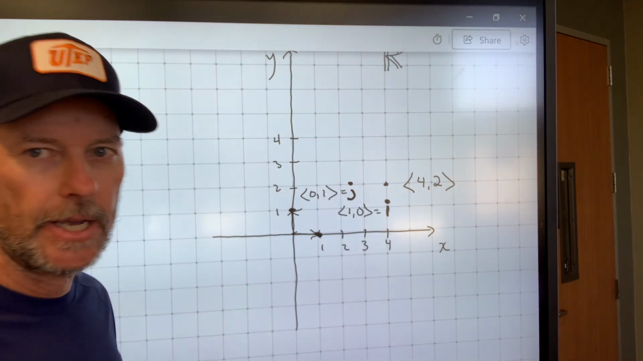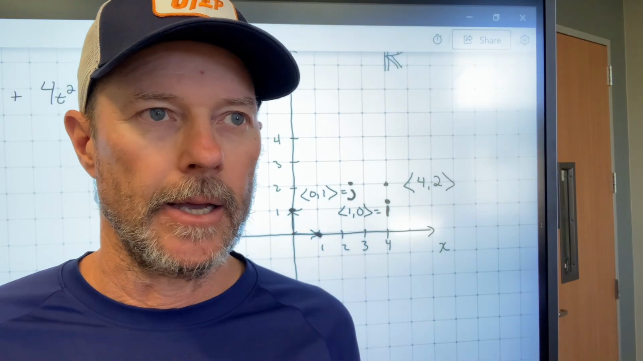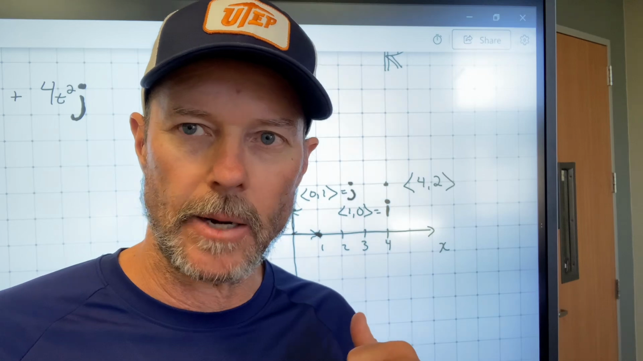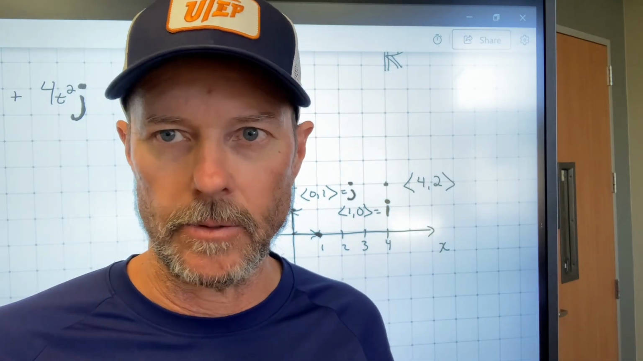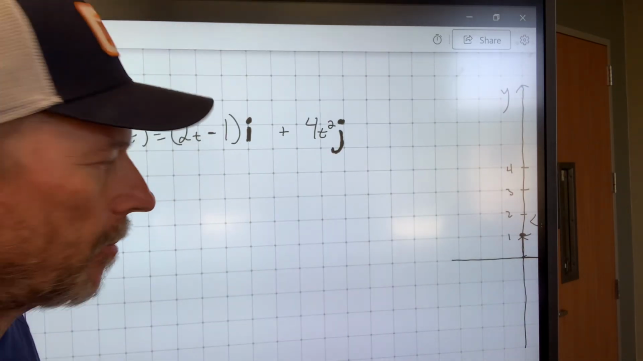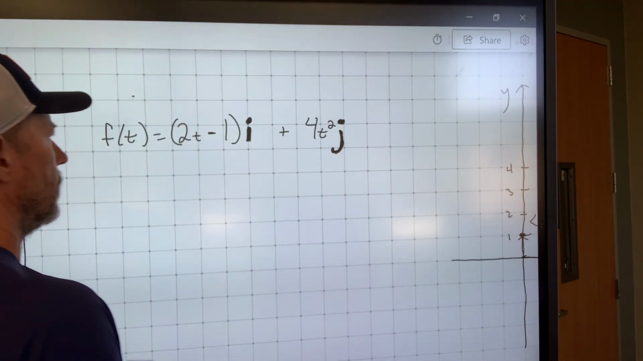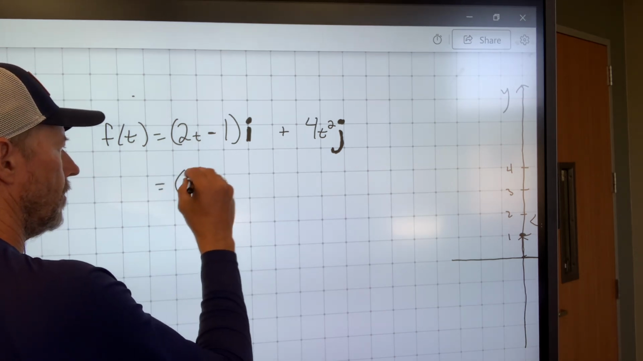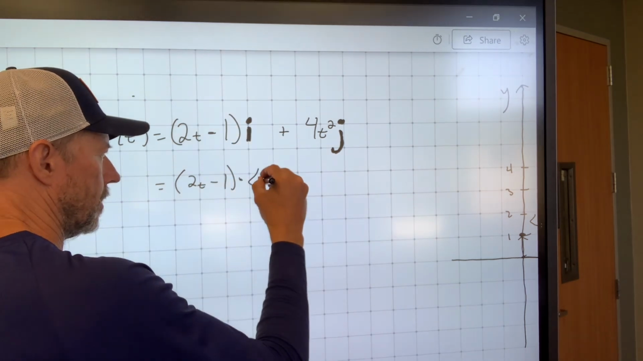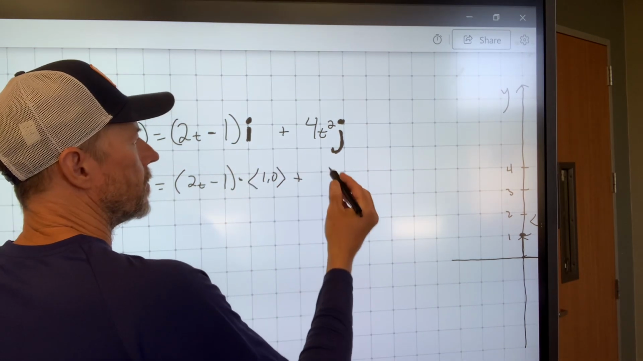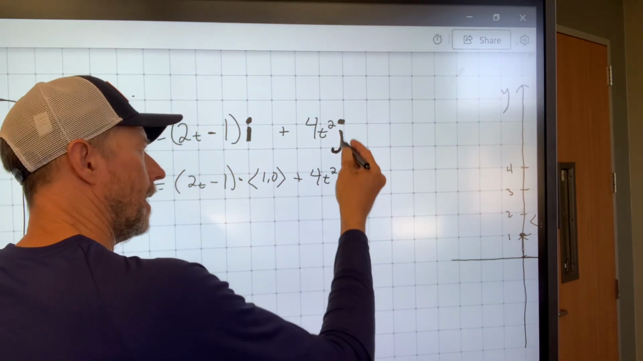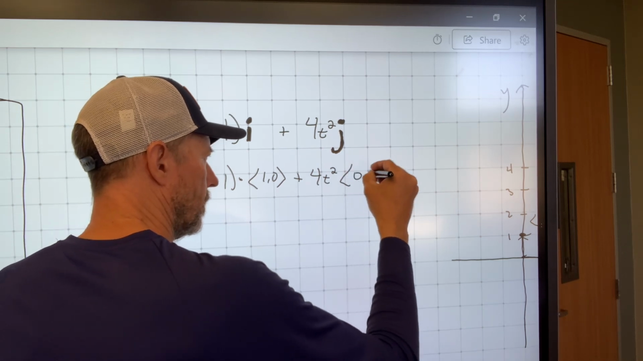So when you see i and j, they're nothing more than the vectors (1, 0) and (0, 1). That's it. Okay, so we're going to go back to our problem, and when we see i and j, we're going to plug in (1, 0) and (0, 1). So here's our problem, and I'm going to plug in the vectors. So I have 1 less than double the input times vector i, which is (1, 0), plus quadruple the square of the input times vector j, which is (0, 1).